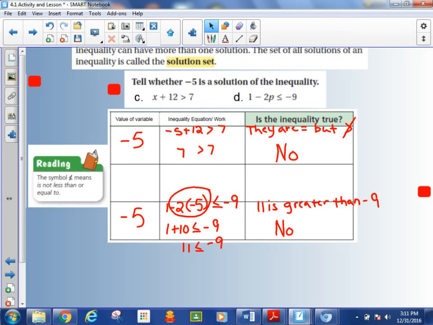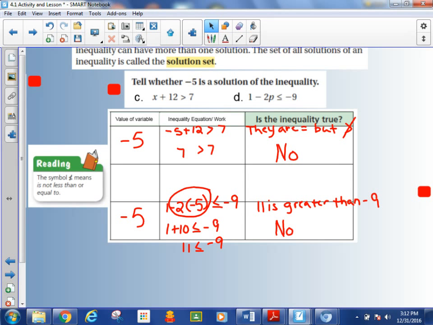Okay, so there's your two solutions. For the first one, when we substituted in the -5 and solved, we had 7. Is 7 greater than 7? No, they're actually equal to each other. So no, they are not. -5 is not a solution to that inequality.